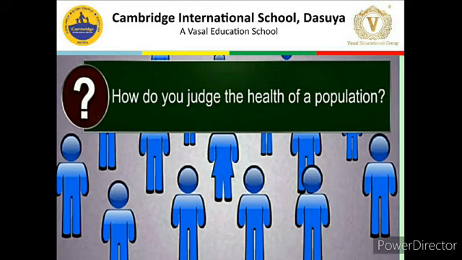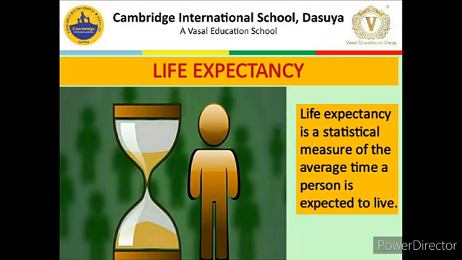And why do organizations not hire unhealthy persons? There are 4 instruments through which you can measure health of the population. The first index is life expectancy. What do you mean by life expectancy?